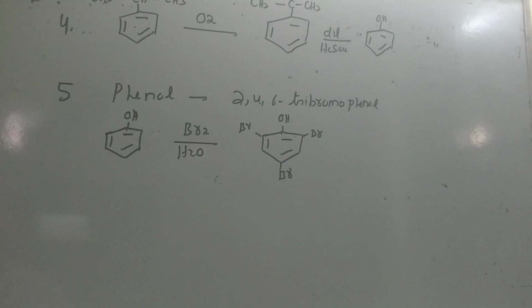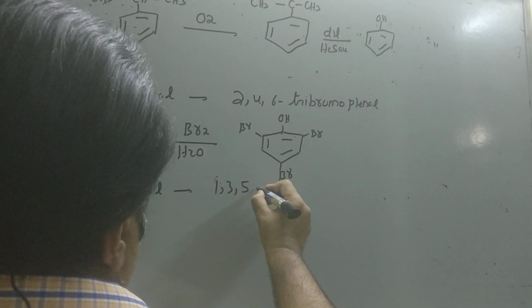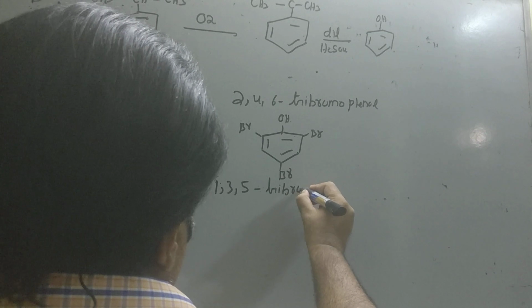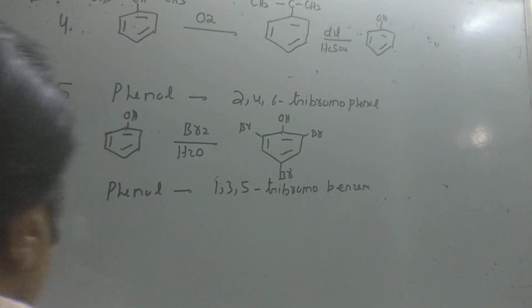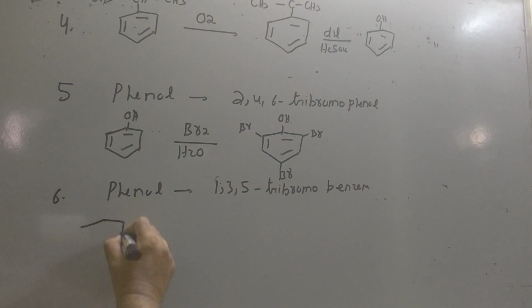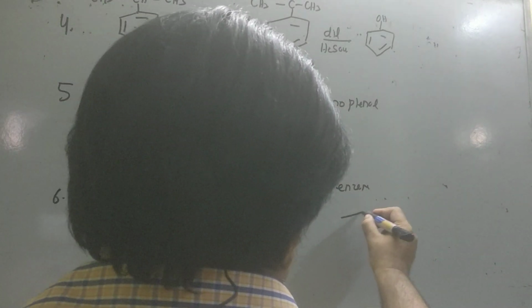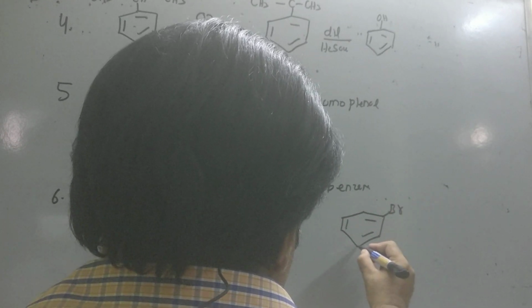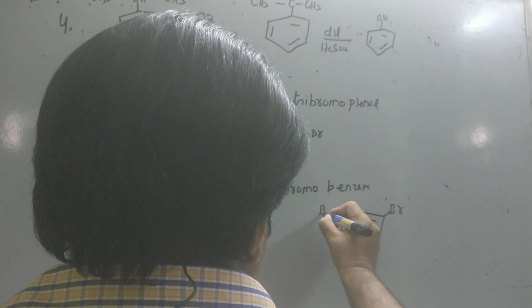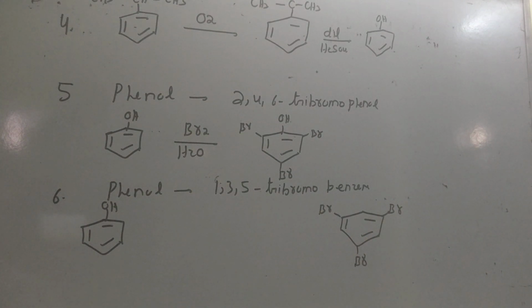The next question was phenol into, if you remember, if you see the notes, phenol into 1,3,5 tribromobenzene. So basically what you have to do is that you have to take phenol and convert it into this 1,3,5 tribromobenzene. If you compare this structure with the above one, it is same as that of 2,4,6 tribromophenol minus OH group. If you remove OH group from this compound, you will get this 1,3,5 tribromobenzene.